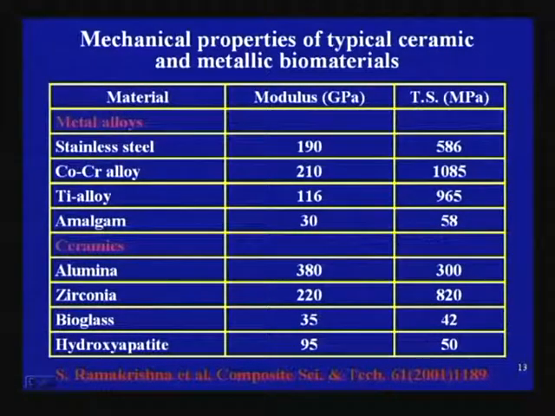Here is a problem. Okay. If you want to replace any part of the body with such foreign materials like metals and ceramics, properties matching is very difficult to obtain, isn't it? You look at the properties, they are very strong. So, there is a mismatch of these properties.